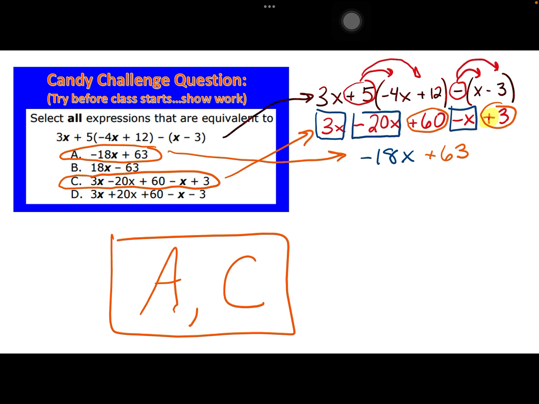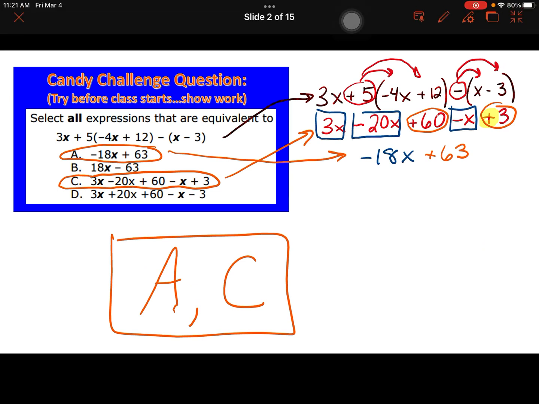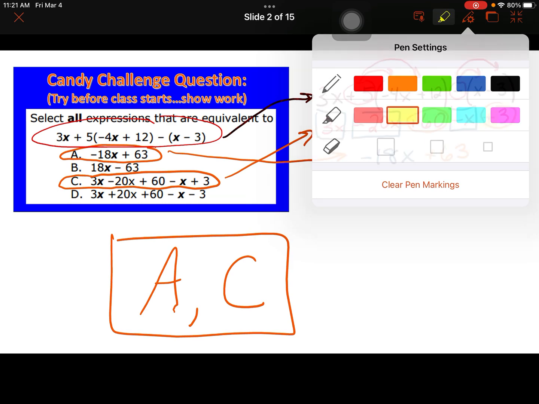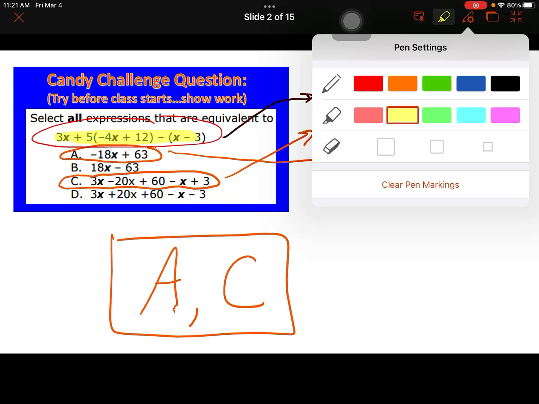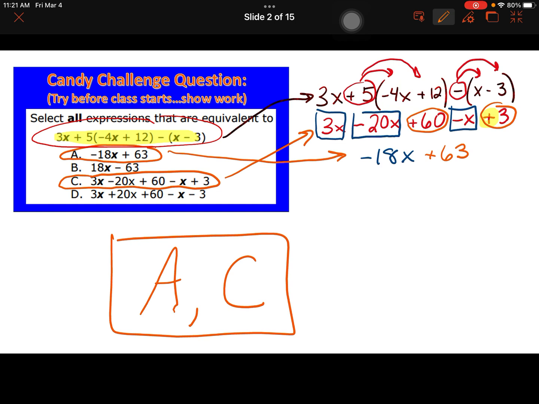And in this case, what you notice is this one involves distributive property. And so if you start with this first one right up here that they gave us, you notice you have parentheses. Whenever you see those parentheses, you should be thinking distributive property. And so you're going to distribute positive 5 in, and so positive 5 times negative 4 becomes negative 20x, and 5 times positive 12 is positive 60.